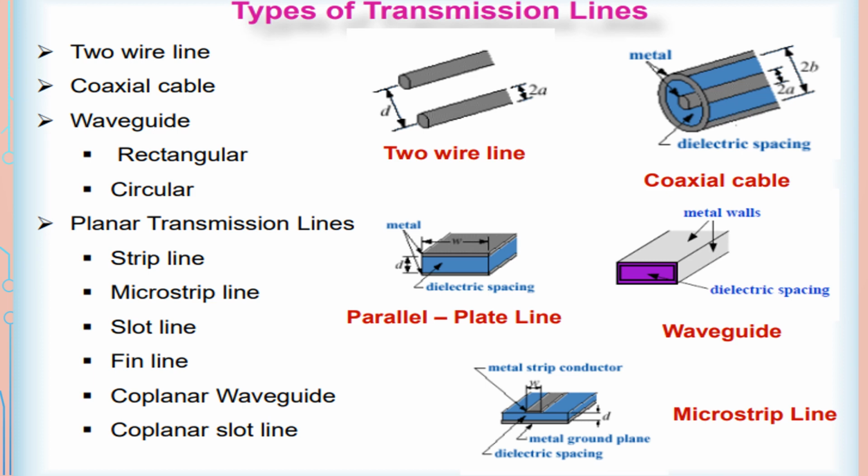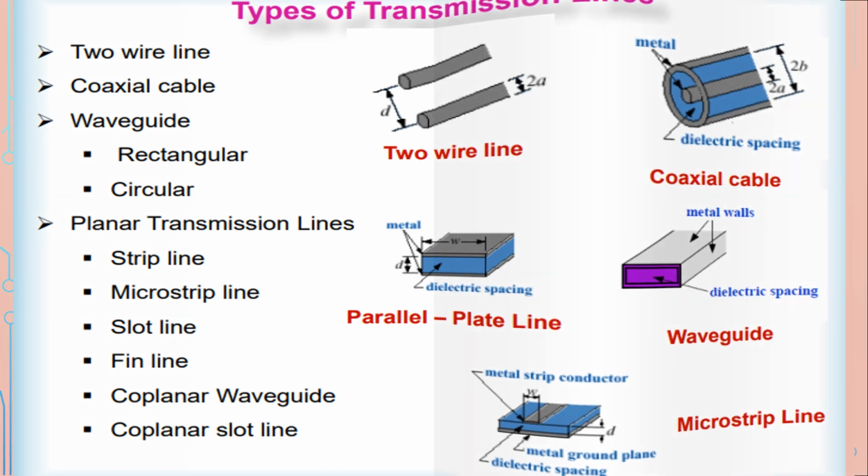Now what is a coaxial cable? You have an inner solid conductor and an outer conductor separated by means of a dielectric. In the case of an open wire line, you have two solid conductors separated by a distance. As we move on to higher frequencies, the size of the devices becomes smaller. This is a parallel plate guide, this is a rectangular waveguide, and this is a microstrip line that is used for connecting antennas. So these are the various types of transmission lines.